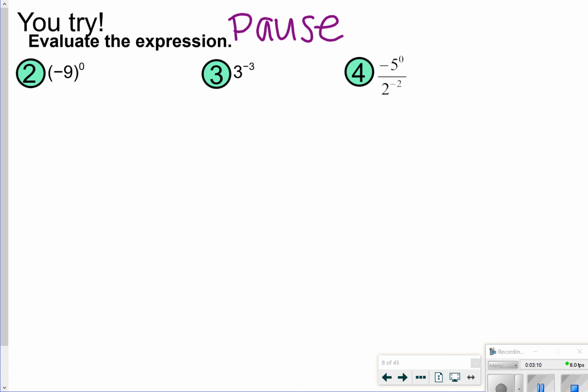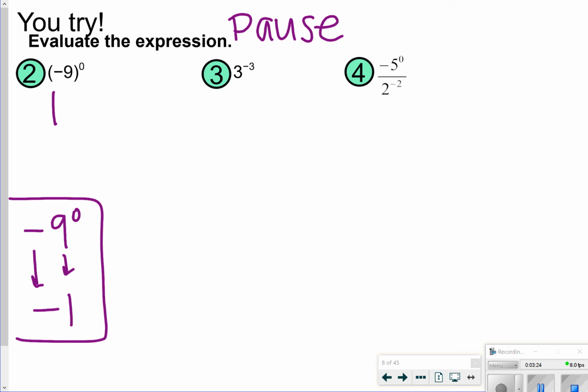All right, number 2 should have been easy. Anytime you have something raised to the 0 power, that's going to be equal to 1. There is a certain case, though, where if you have like a negative 9 to the 0 power, you would still do 9 to the 0 power, which is 1, but then you'd also keep the negative. So just maybe keep that in mind for future reference. That is without the parentheses, though. With parentheses, always positive for 0 powers.